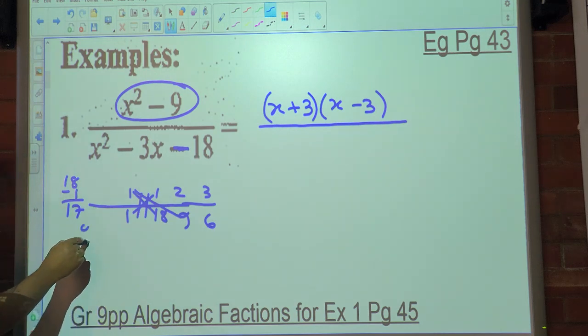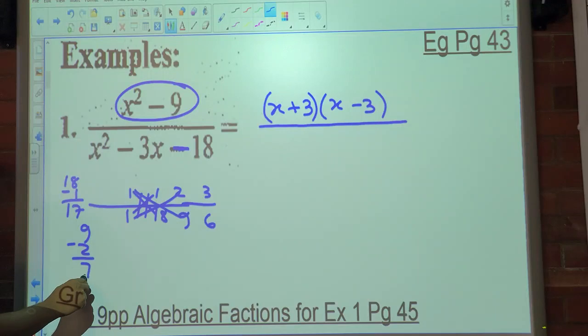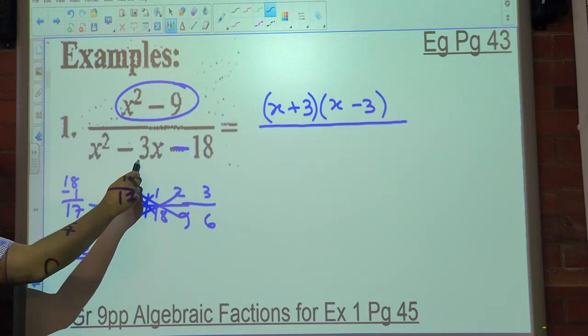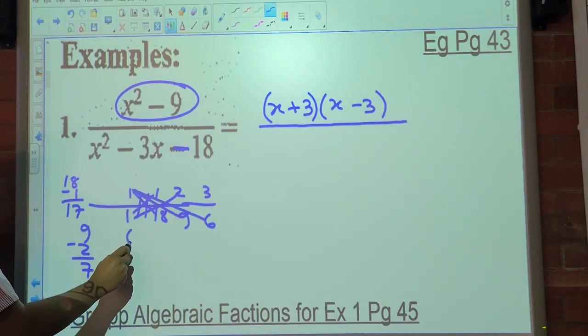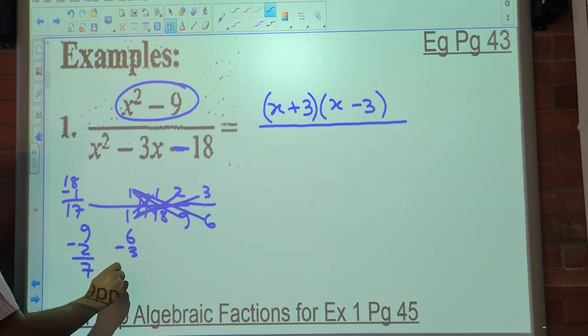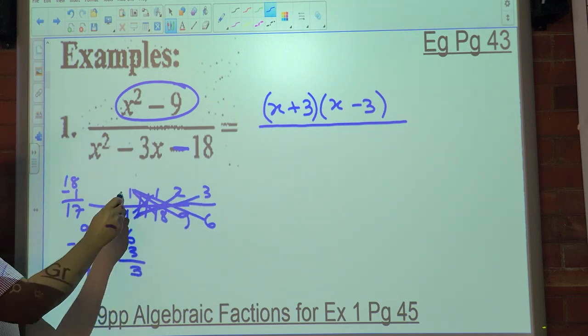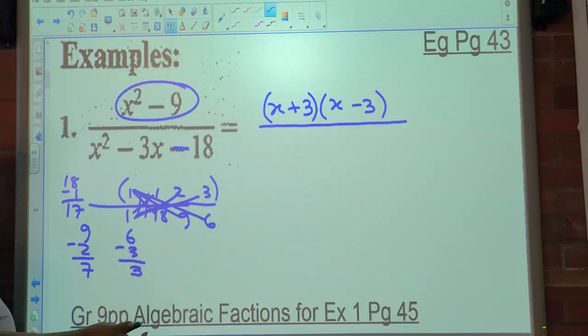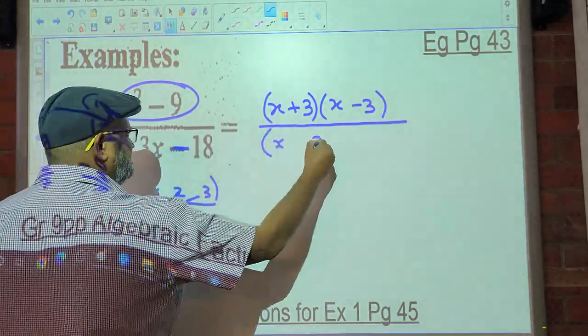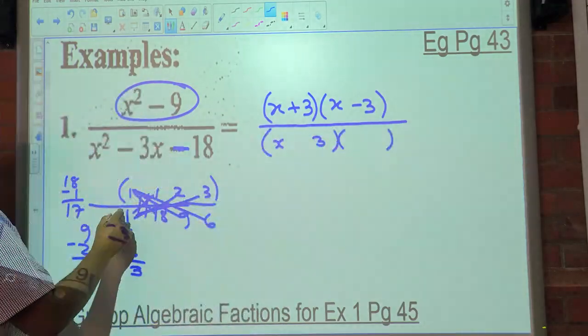1 times 9 is 9, 1 times 2 is 2. Subtract, you get 7. What am I looking for? 3. 1 times 6 is 6, 1 times 3 is 3. You subtract, you get 3. So in the bracket goes a 6 and a 3. So it's an x and a 3, and then an x and a 6.